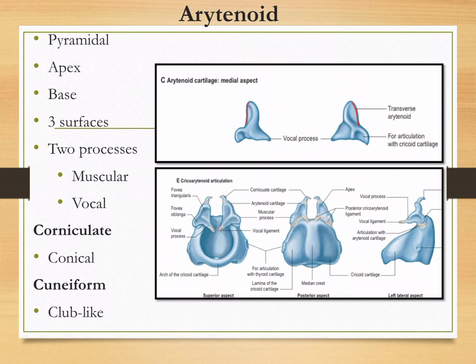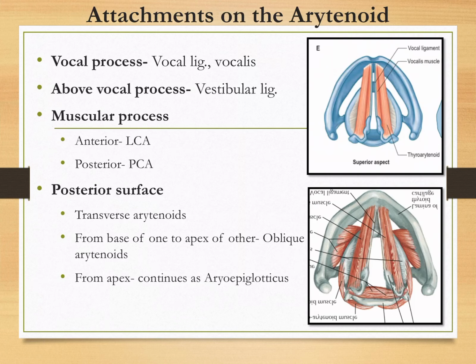The corniculate is present at the apex of the arytenoid. The cuneiform is present above that. The corniculate is known as the cartilage of Santorini, and the cuneiform is the cartilage of Wrisberg. I might have mixed them up, just check that out. They just act as props so that the mucous fold lies perched at a higher level in the inlet of the larynx.